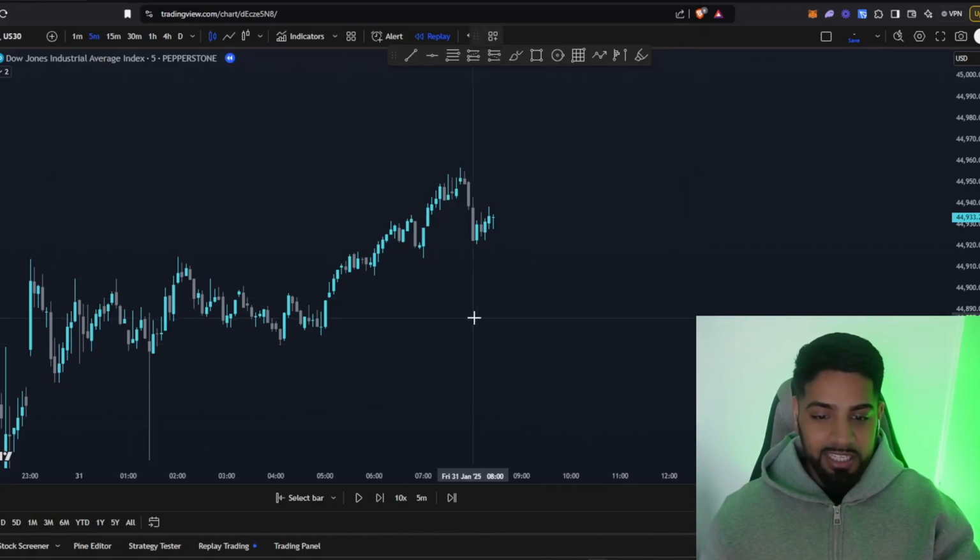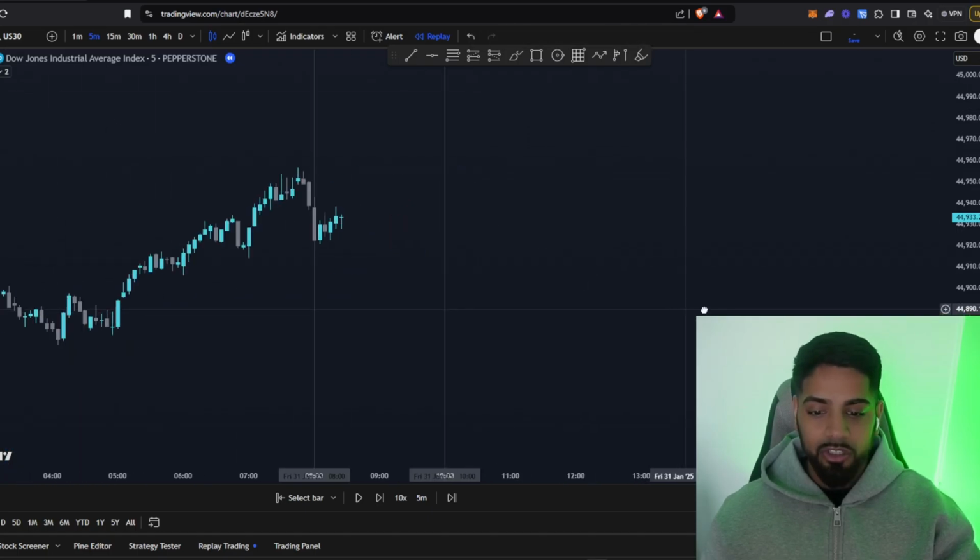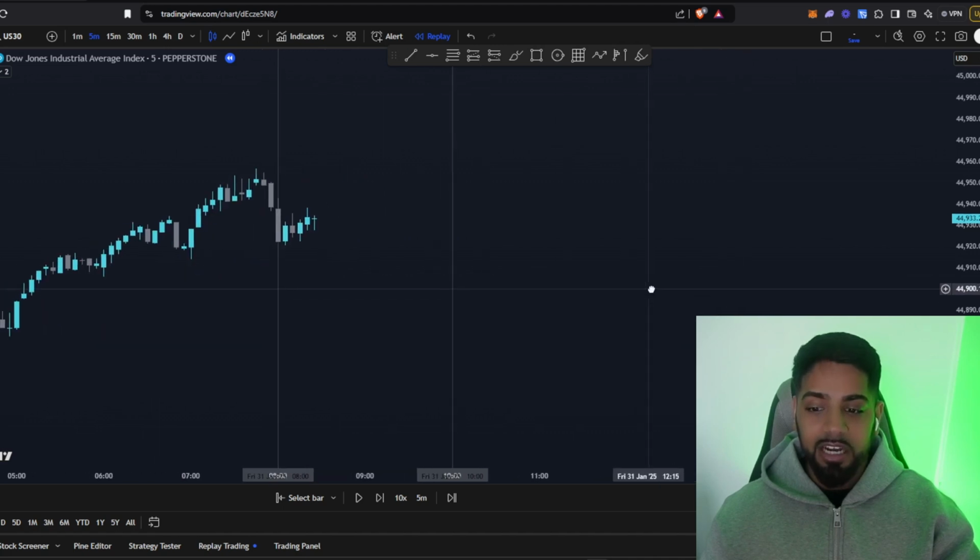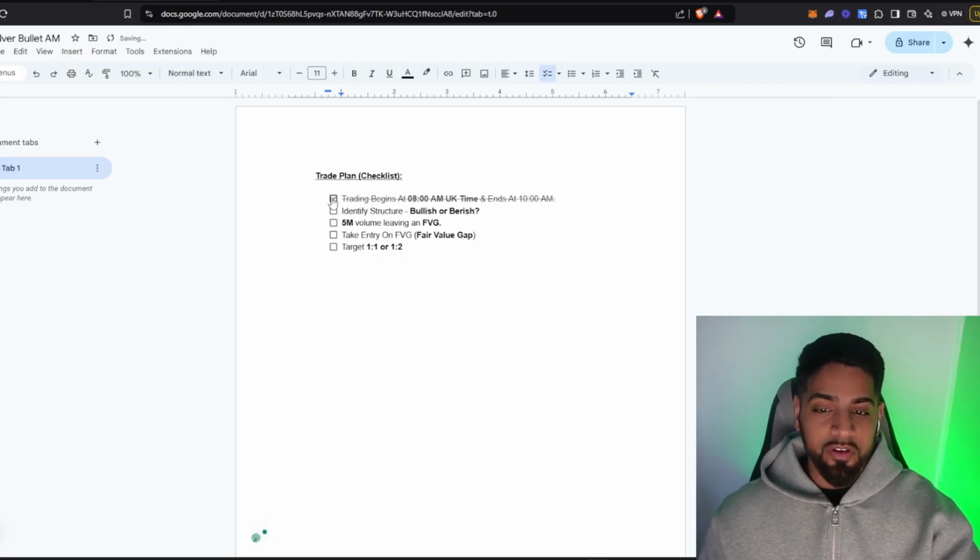We come onto our charts and then we take our vertical line and place it at the 8 o'clock marker, and then we place it at the 10 o'clock. So now this is our trading time window. Within this time, we're looking for the trades. So let's go back to the checklist. And as we can see, we can tick off the very first box, which says we trade between 8 a.m. and 10 a.m. UK time. So we've marked out our trading window. Anything outside of that, we don't worry about.